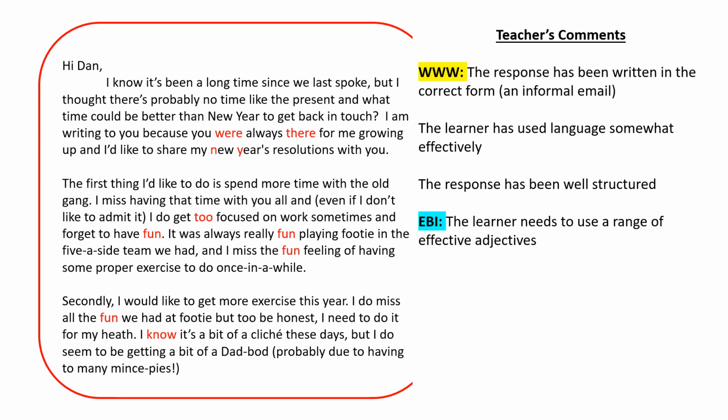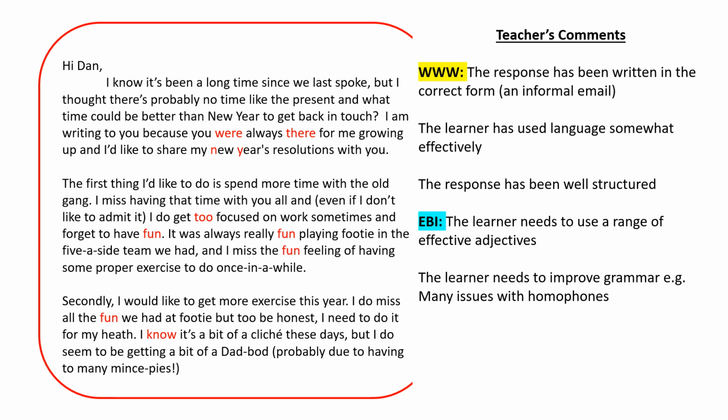So the first thing that's been identified by the teacher is that a learner needs to use a range of effective adjectives, and you can see where a few of these have been identified. If you have a look at the actual response, the word fun has been used a lot of the time. And really what the examiner has done there by marking it out is saying that we need to think about other synonyms that you can use, to use some more effective adjectives to fully convey how the person's feeling and fully get the message across to the reader.